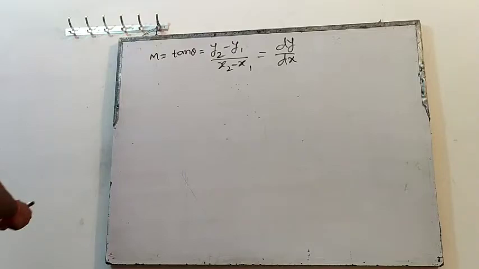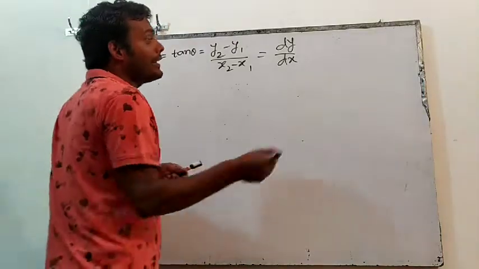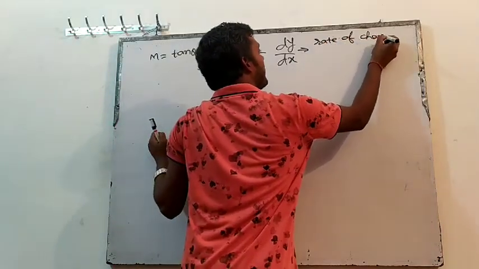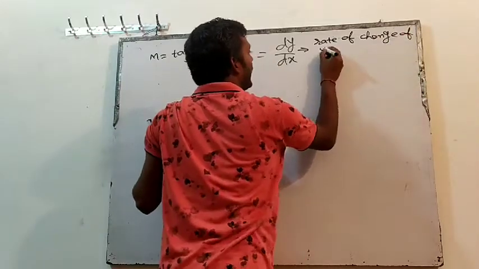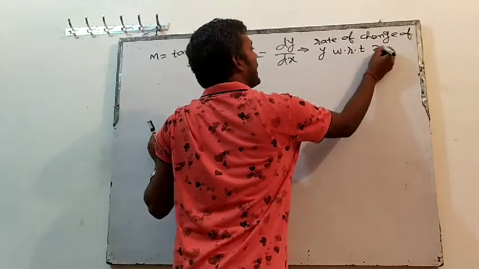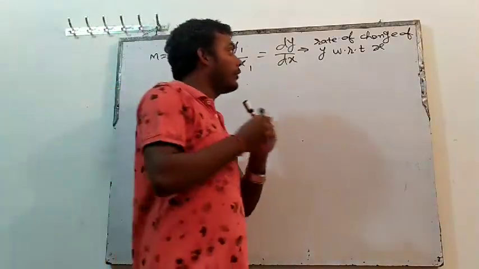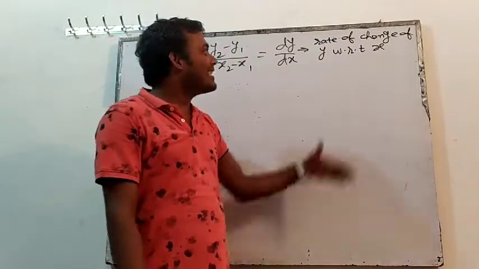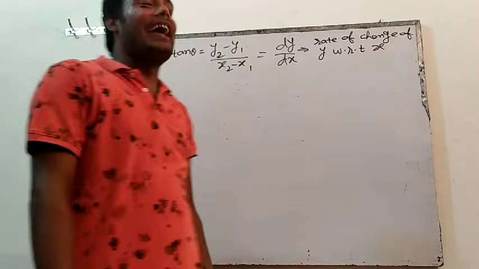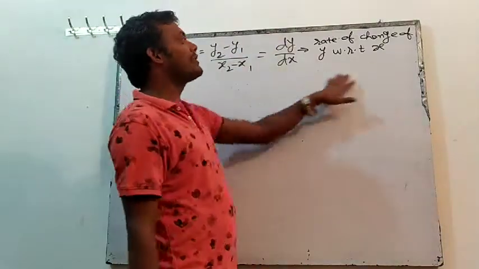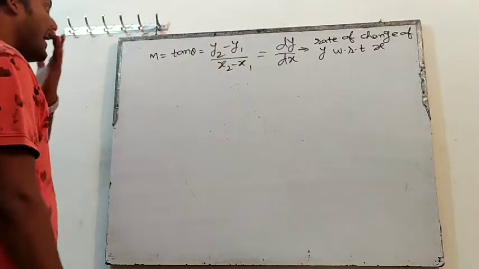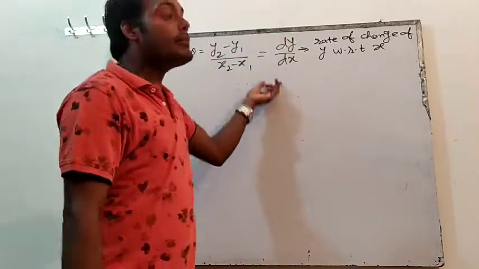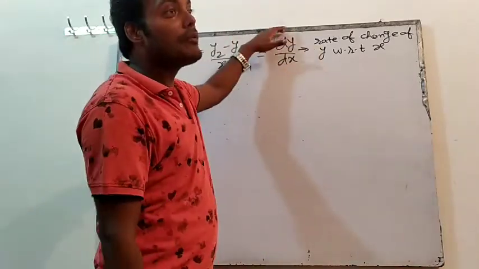And how will we read this? dy by dx means rate of change of y with respect to x. With respect to, I will write as WRT. You are all experts in WhatsApp chatting now, so you can understand this. So rate of change in y with respect to x. This change is very small. When I write dy, that means a small change in y. dx means a small change in x. So a small change in y by a small change in x.